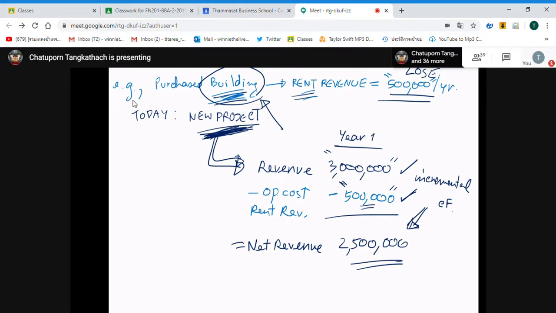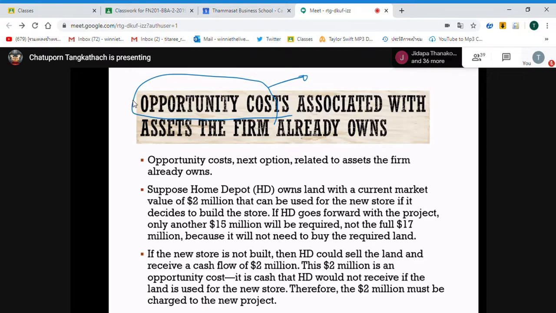You may go back and look at the example provided in the textbook. Suppose that Home Depot owns the land, with the current market value of 2 million, and it can be used for the new store if it decides to build the store. So if Home Depot goes forward with that, the project only 15 million will be required, not the full 17 million, because it will not need to buy the required land. Actually, this is not correct, because the project will need to incorporate this 2 million as well. So the project will be 17 million, not 15 million.